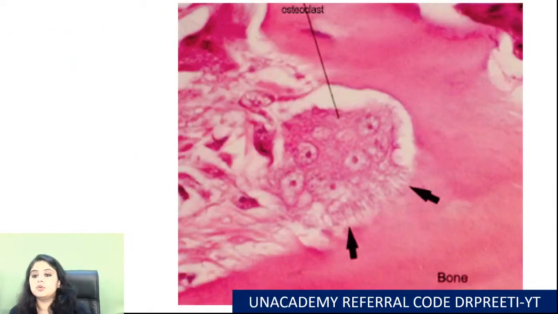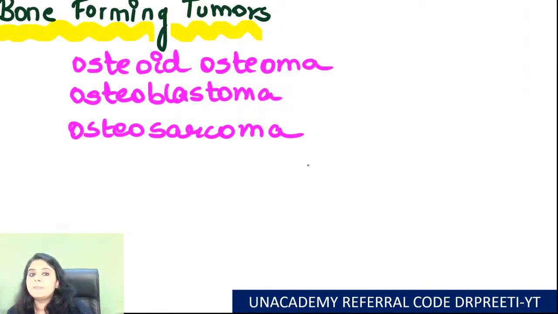Let's move forward. So very clearly, at the highest magnification here, you can see that the bone is getting broken down, resorbed by these multinucleated giant cells. So everyone is clear with the normal cells. Now let's begin our discussion.